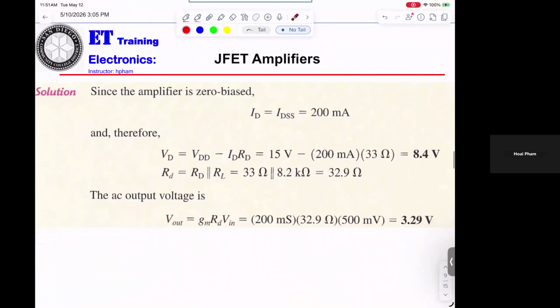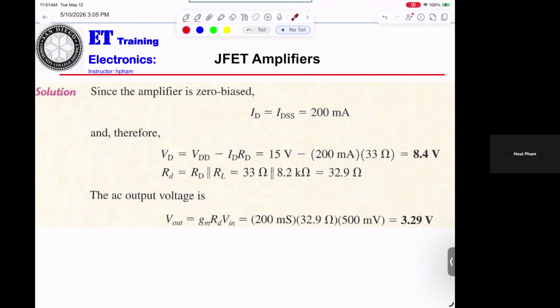Now we see, since the amplifier is zero bias, that means they are not giving you ID. IDSS equals ID, 200 milliamp. And therefore you can calculate the VD. VD equals VDD minus ID times RD. That gives you 8.4 volt.